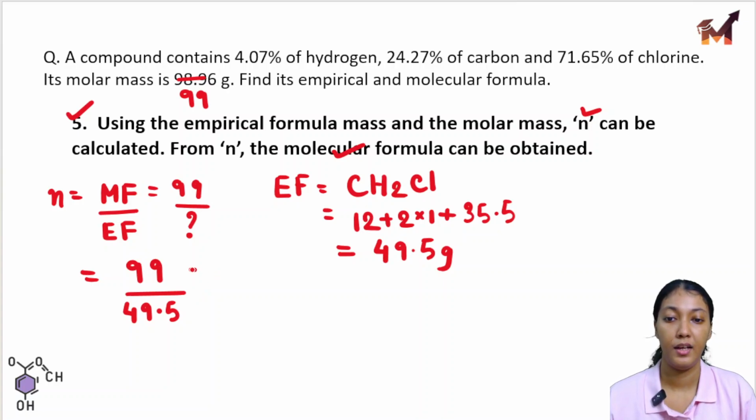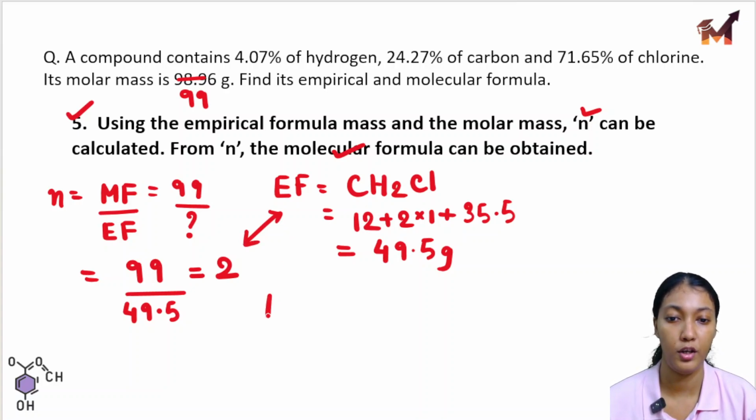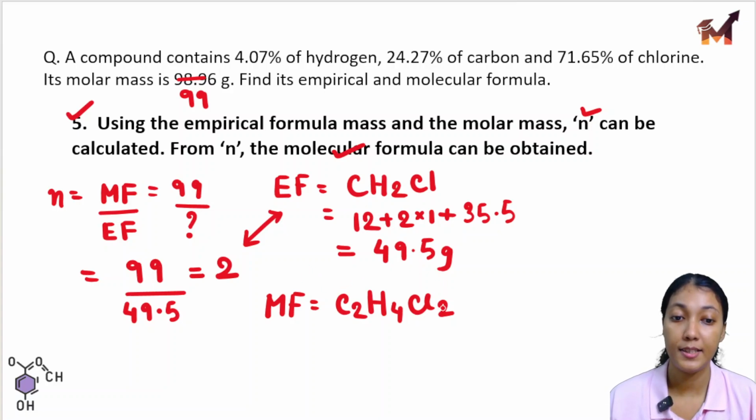And if you cancel it, the value of N will be 2. So if you just multiply this with 2, then you will get 99. So our value of N is 2. So we have found the value of N over here. Now we know the value of N, we know the empirical formula. So using these two pieces of information, we will just write our molecular formula, which will be C2H4Cl2. If you now calculate its mass, you will see that it will come out to be 99 grams itself.